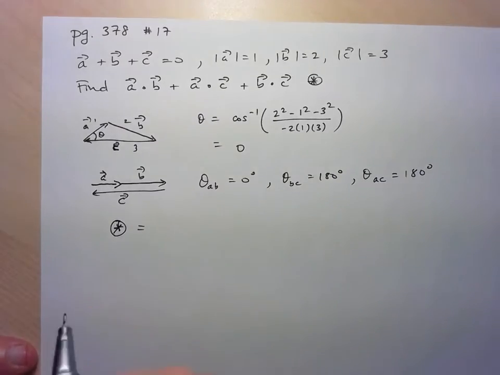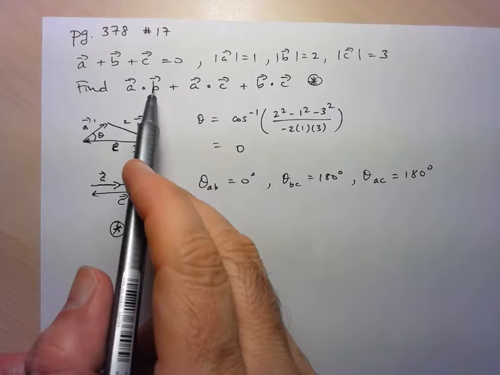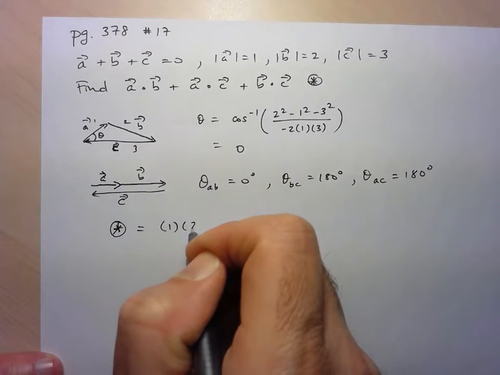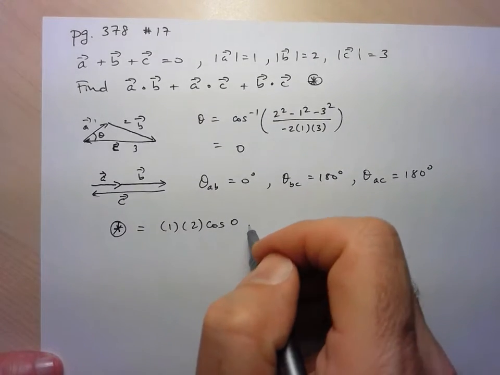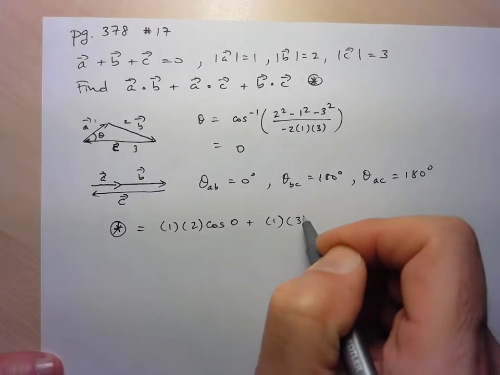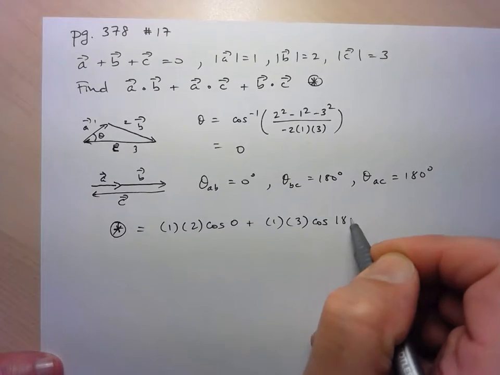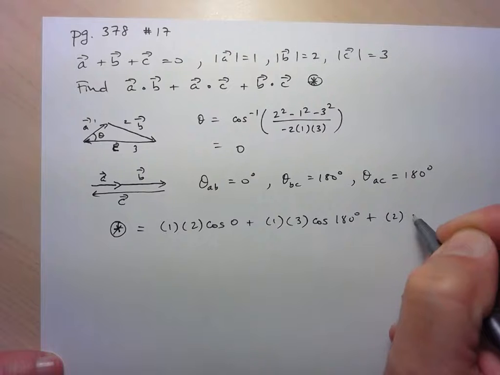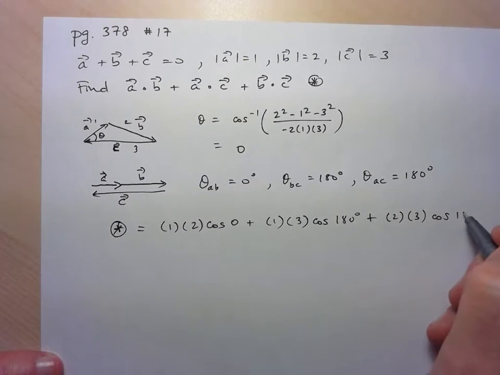Don't feel like rewriting it. So that's just equal to magnitude of A times magnitude of B times cosine of the angle between them. So that's magnitude 1 times magnitude 2 times the cosine of the angle between A and B, which we said was 0. Here we have magnitude of A, which is 1, magnitude of C, which is 3, and the angle between them, which we said is opposite directions, so 180. And then plus magnitude of B is 2, magnitude of C is 3, and the cosine between them again is 180 degrees.